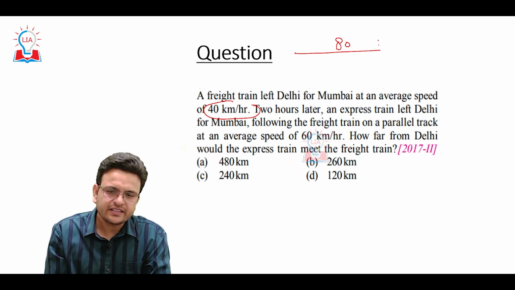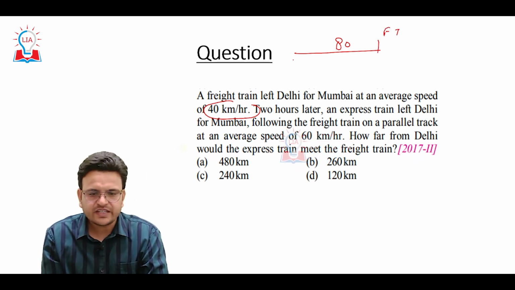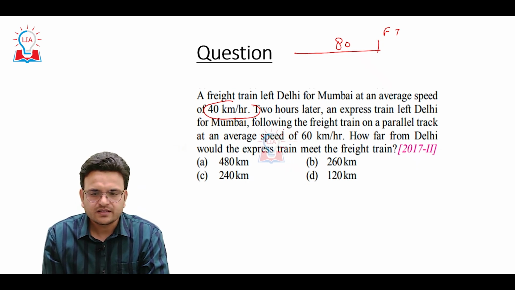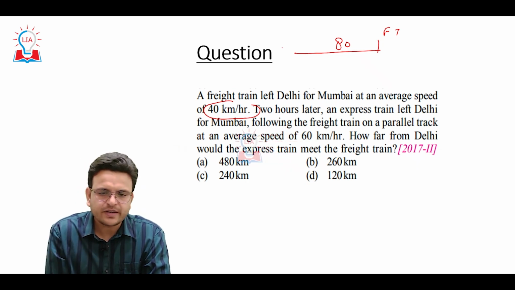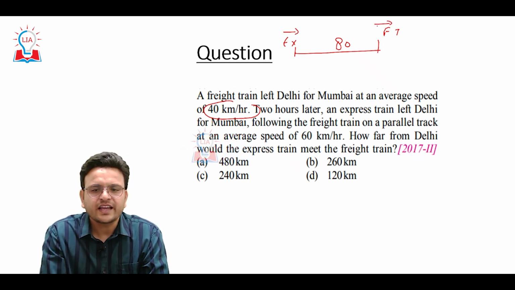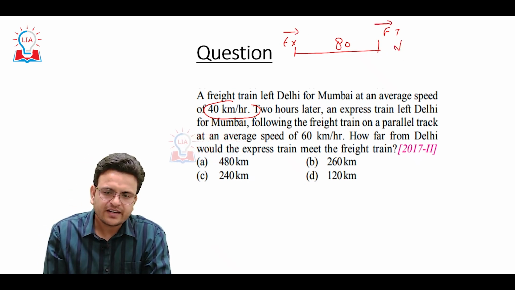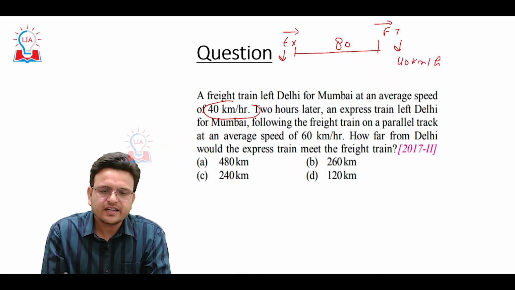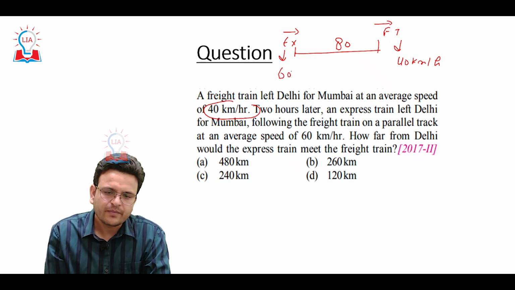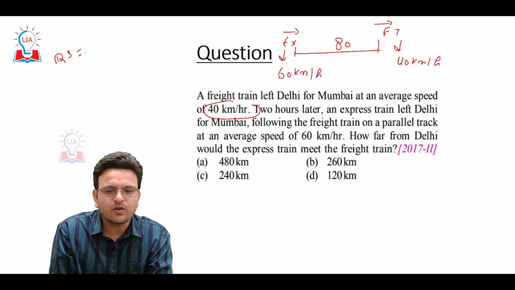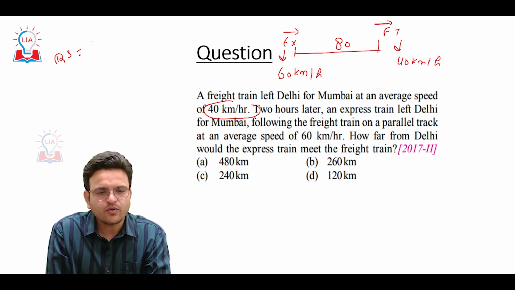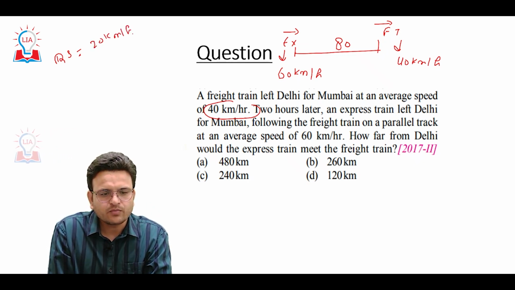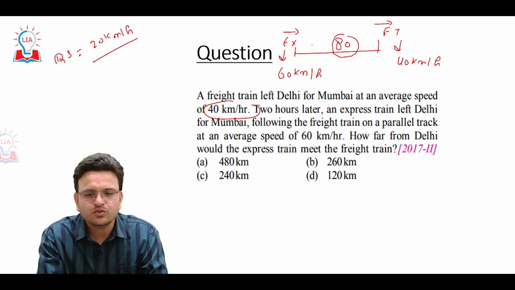So the freight train is here, and we can say that one more train, the express train, is here. So the distance between the express train and the freight train is 80 km, and the freight train is moving 40 km per hour. The express train is moving 60 km per hour. When both trains are moving in the same direction, then the relative speed of both trains will be 60 minus 40, 20 km per hour. From this speed, this distance has to be covered.